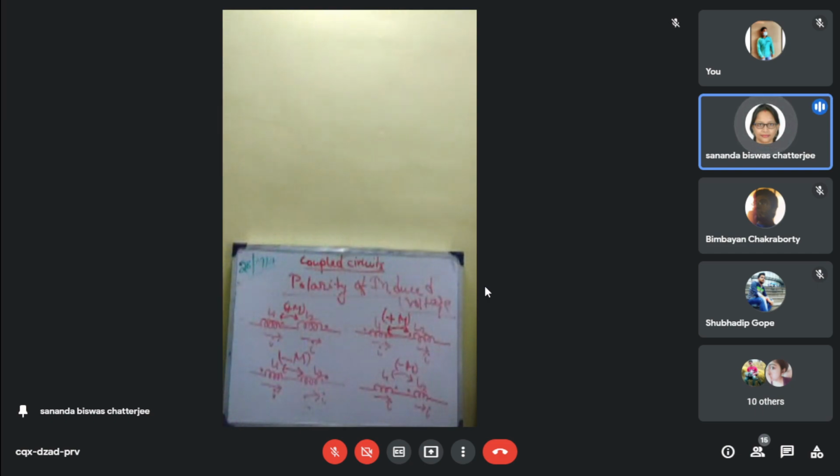So clear about the polarity, how to define them? If the dots are in a similar manner, if the dot positions are in a similar manner, if for both the coils the current is entering or leaving, then it will be plus M. If the dots are in a dissimilar manner, for one coil current is entering and for the other coil the current is leaving, then it will be minus M. That is, similar manner is in the upper row and dissimilar manner is in the lower row.